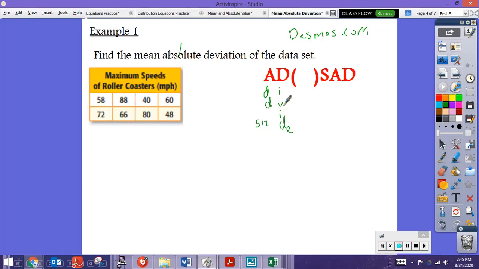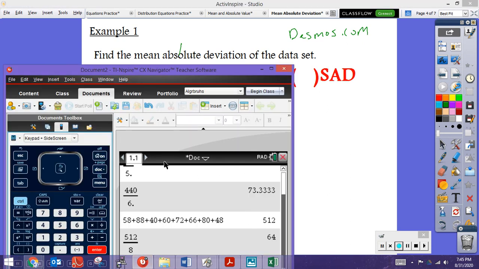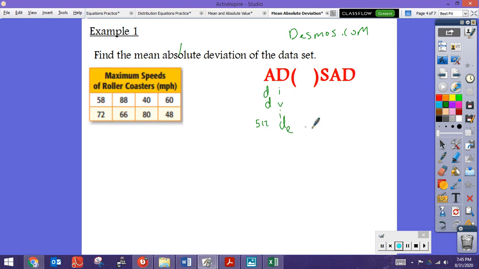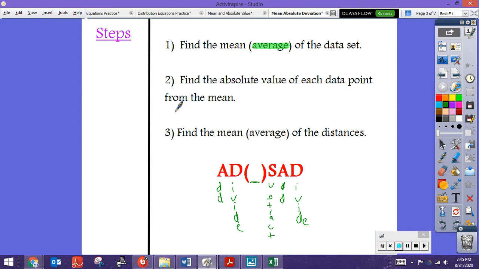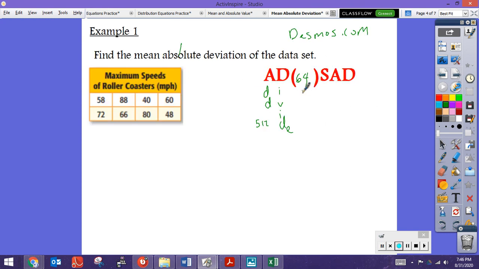All right, so then we divide by 8, so we get 64. So we write that number in the middle, right? So we added all these numbers up, divided by the amount of numbers, there were 8, and we got 64. Now we're going to use this number 64 to subtract. And so step 2 in this is to see how far away each data point is from the mean, right? From the average. So the average is 64. So how far is each of these numbers away from 64?